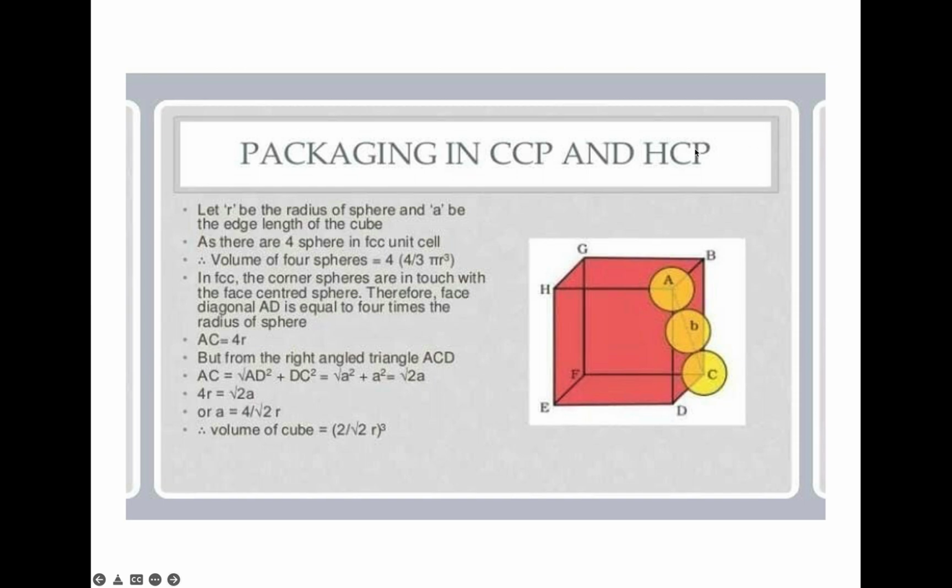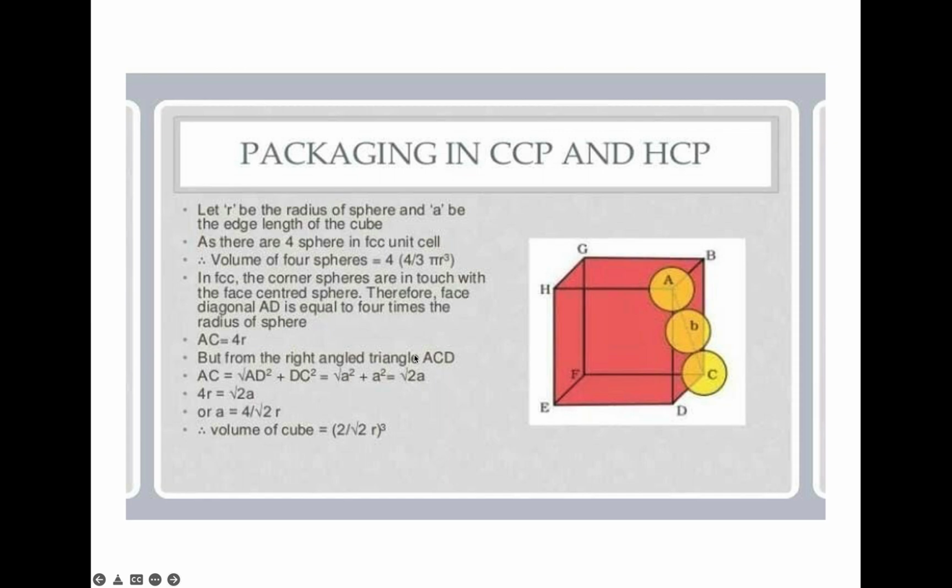Okay, packing in CCP and HCP. So, if r is the radius of the sphere and a is the edge length of the cube, there are 4 spheres in FCC. So, the volume of 4 spheres is 4 into 4 by 3, and in FCC the corner spheres are in touch with the face centered sphere. So, the face diagonal AD is equal to 4 times the radius of the sphere, that is 4r.